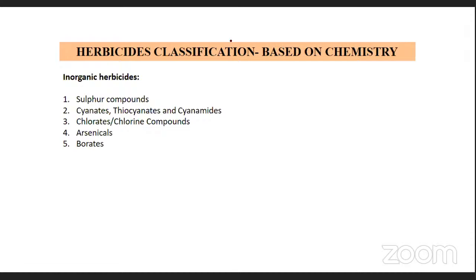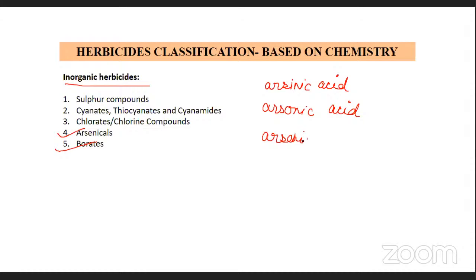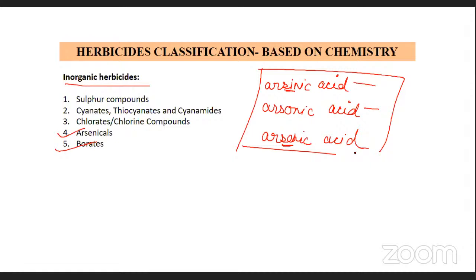Okay. So in the last class, we were discussing the inorganic herbicides. And now today we will be discussing the last two groups, the arsenicals and the borates. Usually in the arsenicals, the acids are there, and there are three types of acids of arsenic: arsenic acid, arsenous acid, and the last one is arsenic. The formula is not so important. Just remember that there are three types of arsenic acids and three types of inorganic oxides.